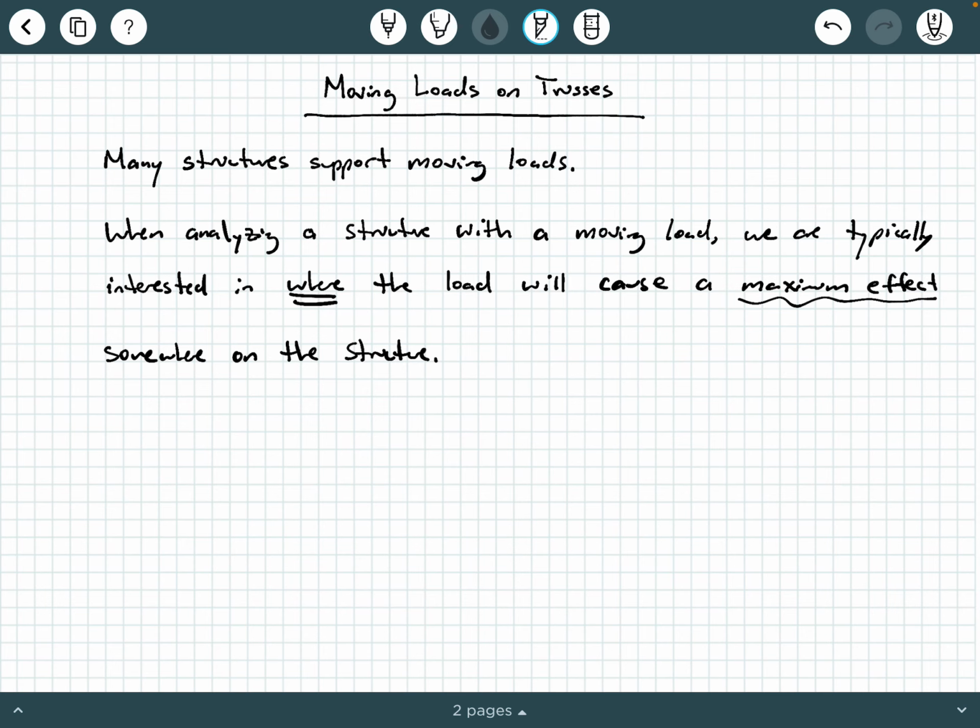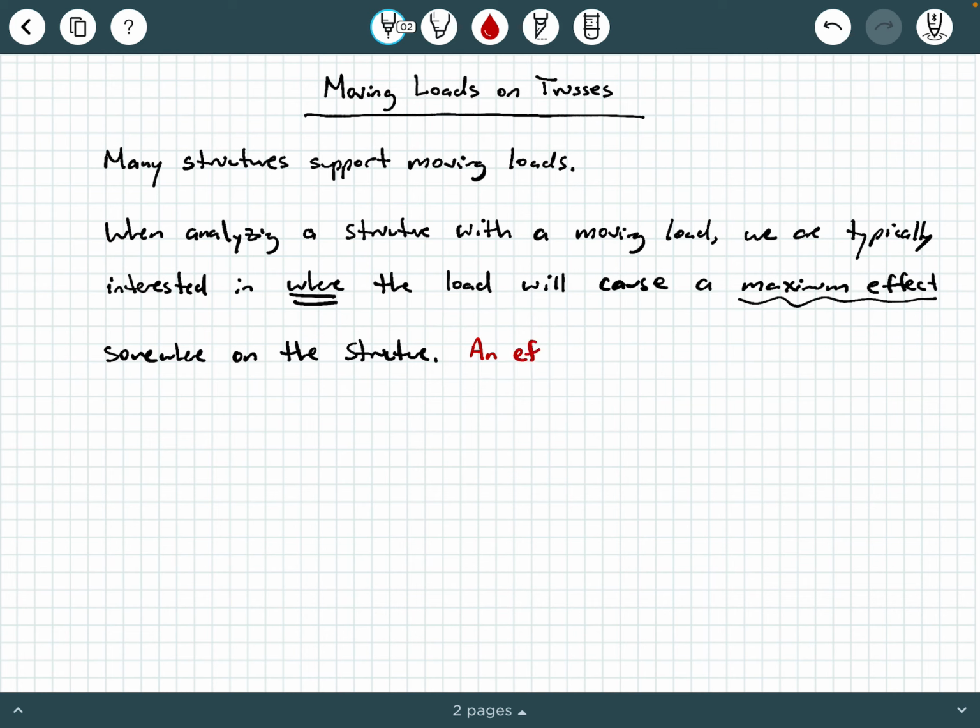So let's first think about what is this term maximum effect? In particular, what do I mean by effect? Okay, well, what that means is when we think of an effect on a structure, we think of things like external reactions or internal shear force, internal bending moment, internal axial force. Okay, these are effects. So let me change colors here and let's write that down.